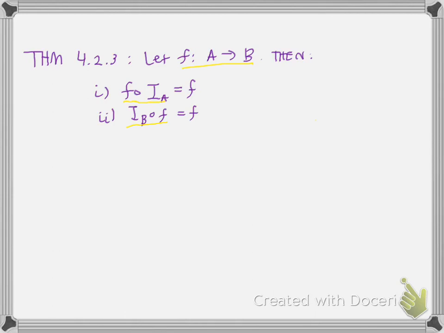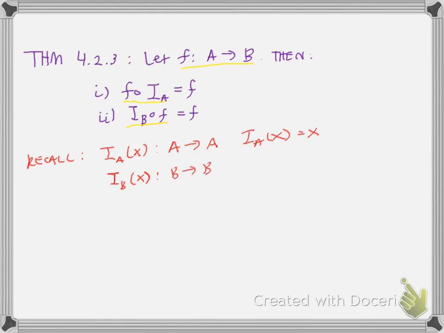Now, hopefully you remember, we talked about this. Recall I sub A of x maps from A to A, and it's given by the function I sub A of x equals x. All right, so it's another way to look at your identity. It's the identity function, and that's why the I is there, to represent the identity. Okay, so that means if you have I sub B of x, then it's going to map B to B. And so that's going to be I sub B of x equals x.